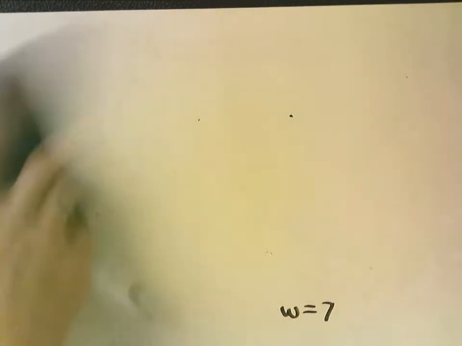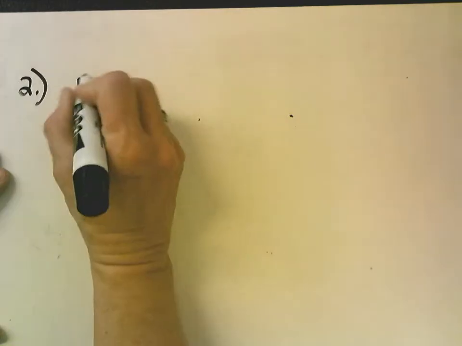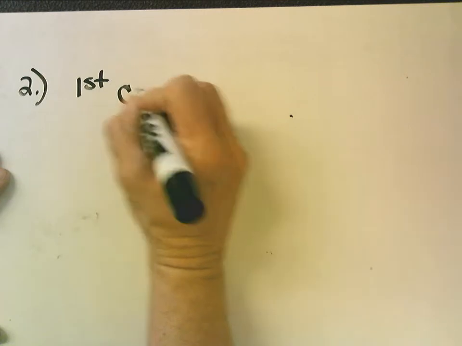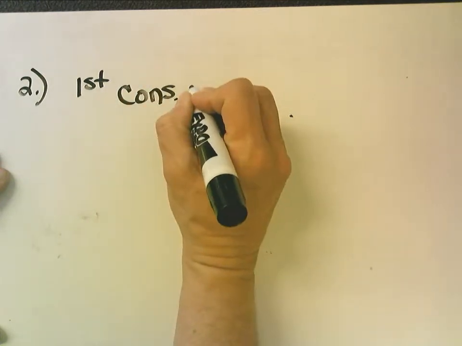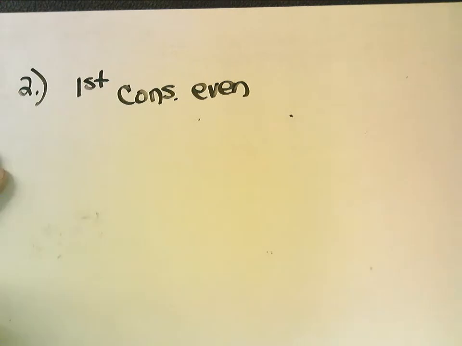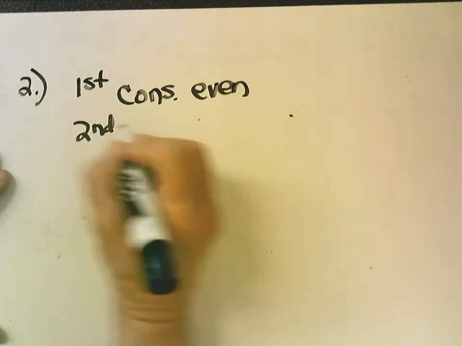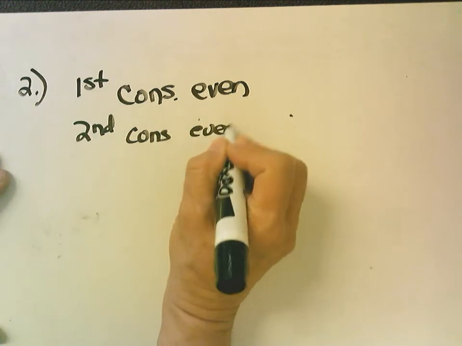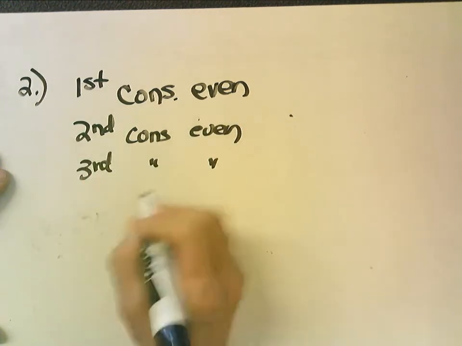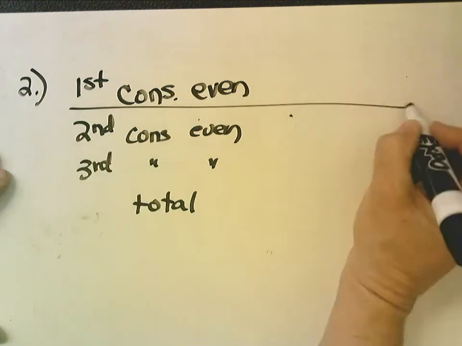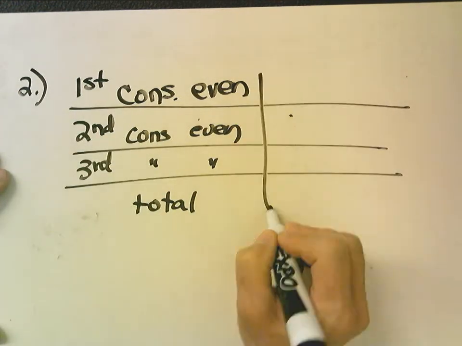Okay, so now let's look at number 2. Number 2 talks about find 3 consecutive even integers whose sum is negative 72. Okay, so now I have to start out by defining my unknowns. So my first consecutive even, then my second consecutive even, and my third consecutive even, and my total. So first, I define my unknowns.